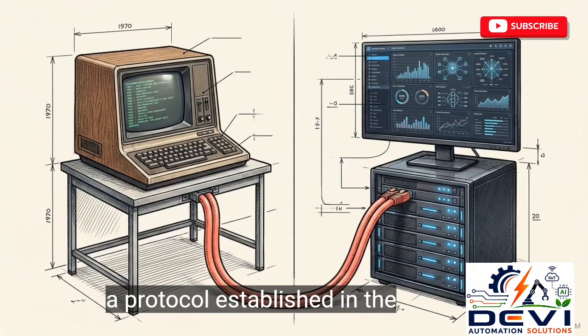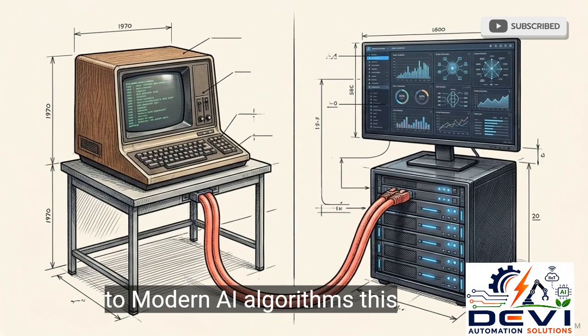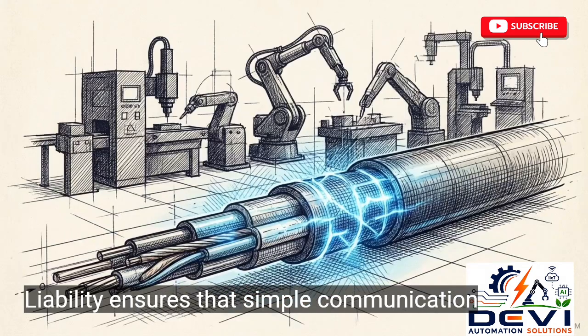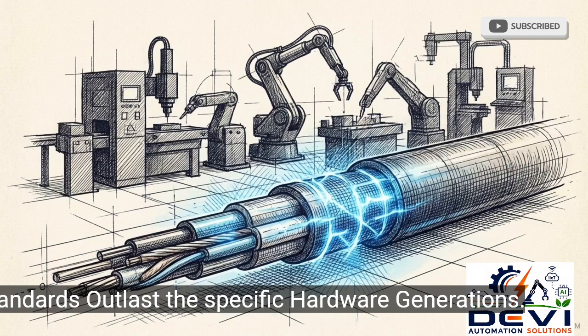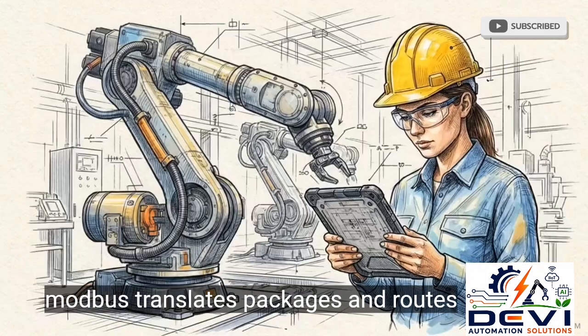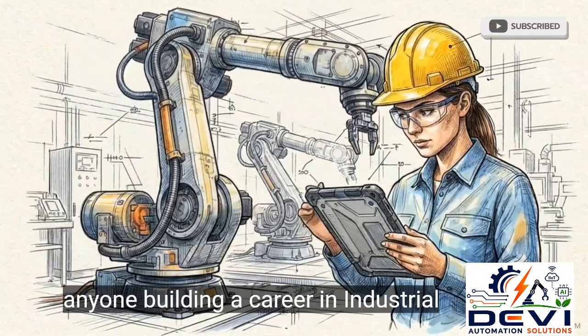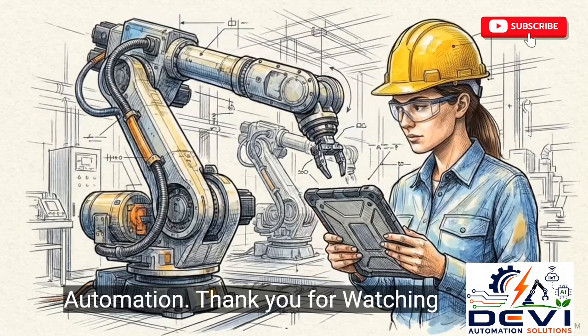A protocol established in the 1970s continues to supply data to modern AI algorithms. This reliability ensures that simple communication standards outlast the specific hardware generations they were built for. Mastering how Modbus translates, packages, and routes data remains a required skill for anyone building a career in industrial automation.